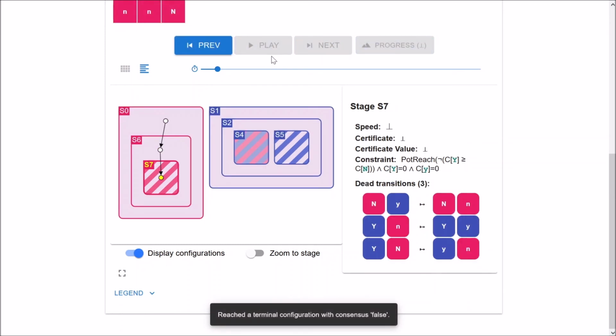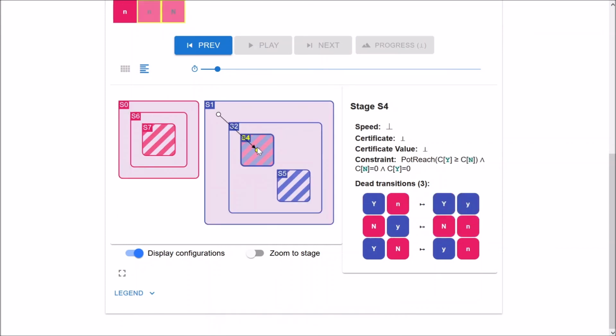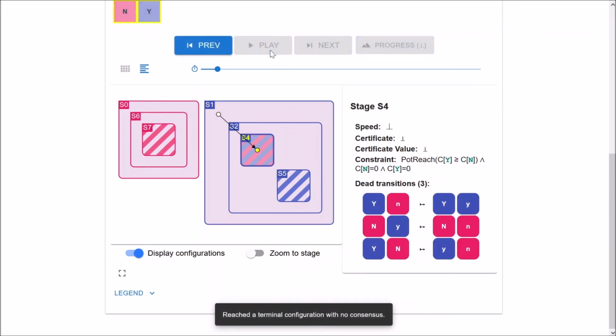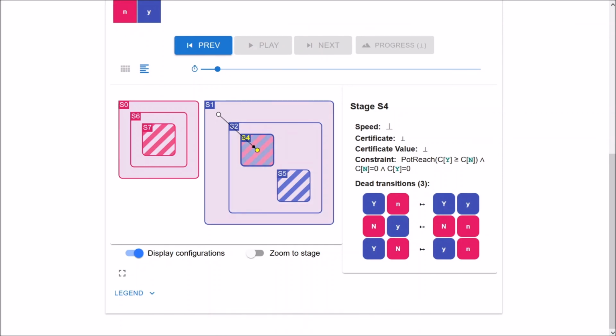Additionally, Peregrine version 2 uses the failed attempt to find a counterexample to the correctness of the protocol. If a counterexample is found, we again visualize it inside the stage graph. For this protocol, Peregrine finds a counterexample. If we start the protocol just with one agent in yes and one agent in no, the protocol terminates without a consensus. Now, the user can see that the protocol is incorrect if there is a tie.